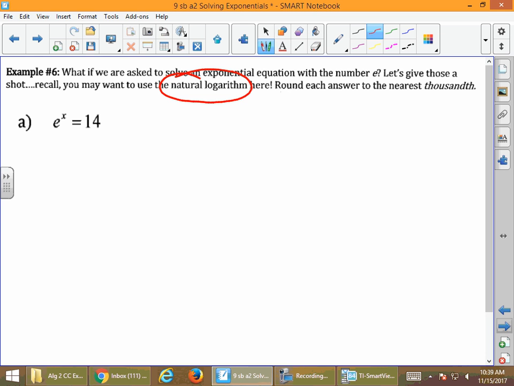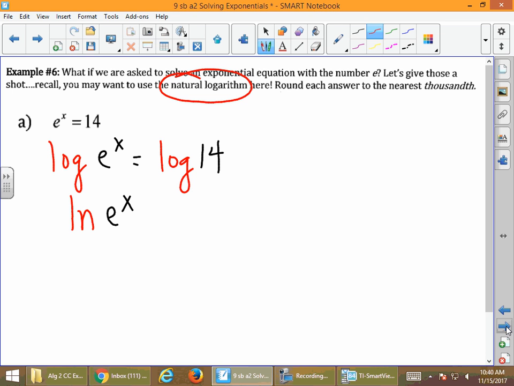Because what can happen here is we can write this as log of e to the x equals log of 14. But because there's an e in this problem, it's a little bit easier to write down the natural log of e to the x and the natural log of 14. Can you solve it with the first step? Yes. I'm going to go for the second step here just for a little difference and to get you acclimated to where that button is on the calculator.